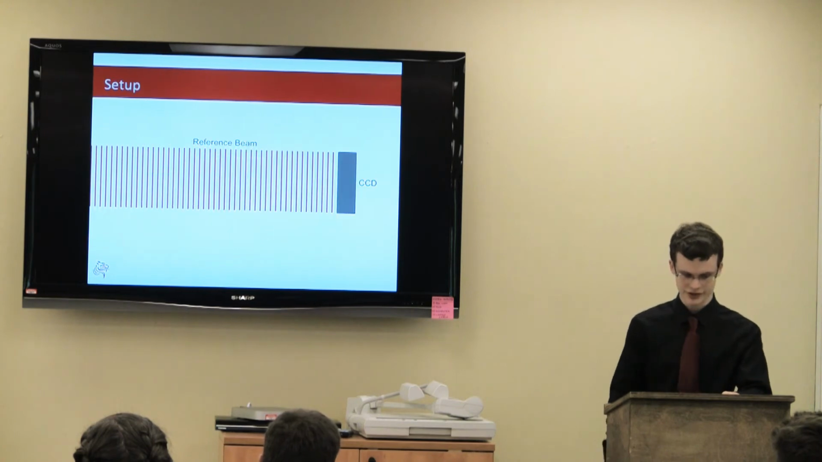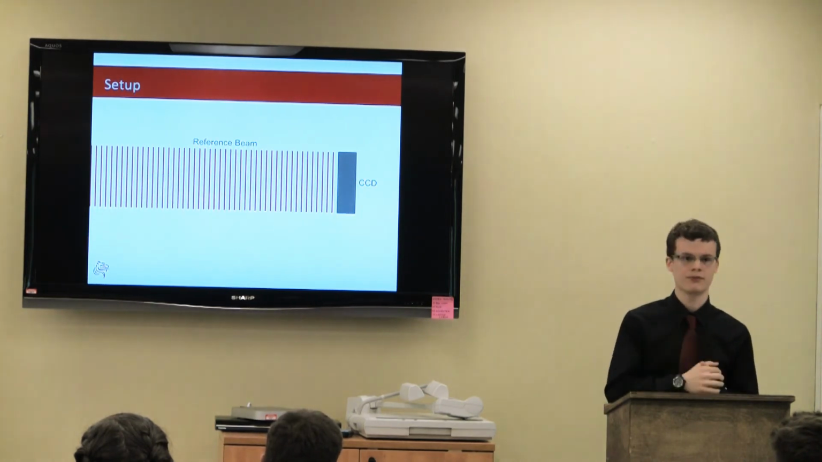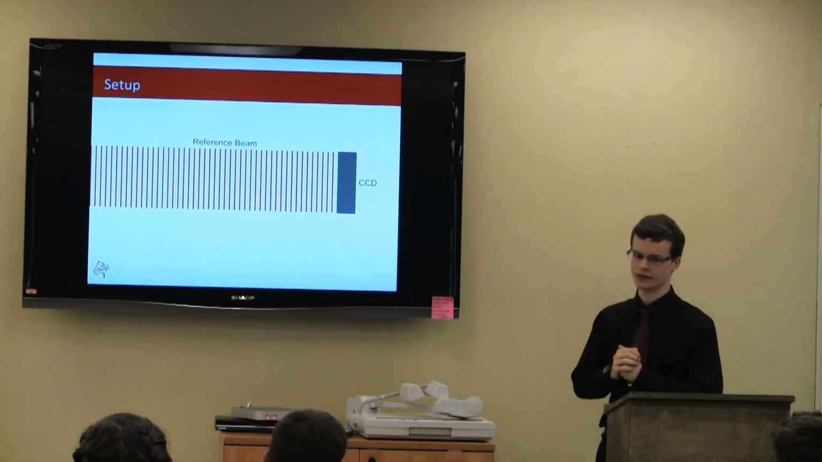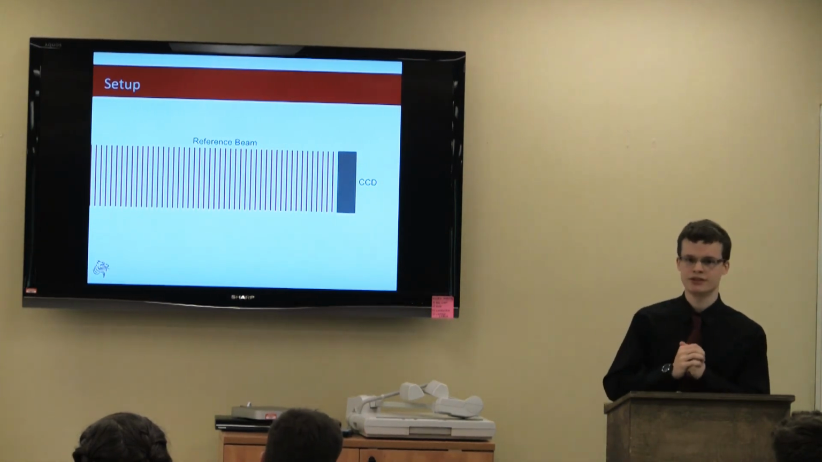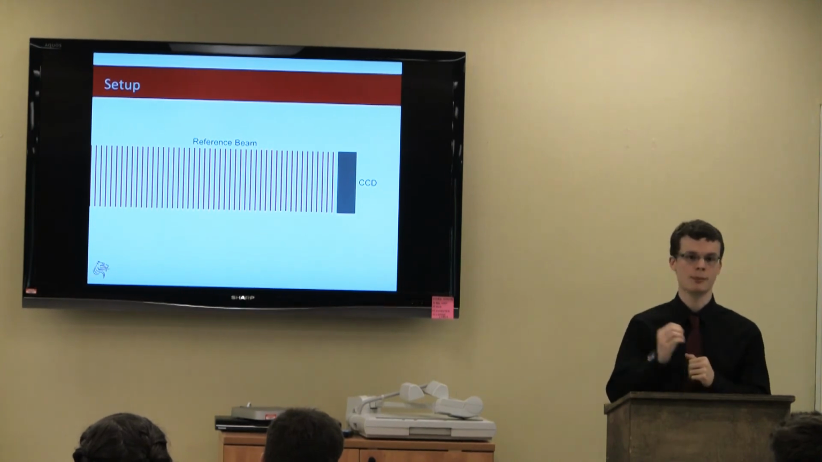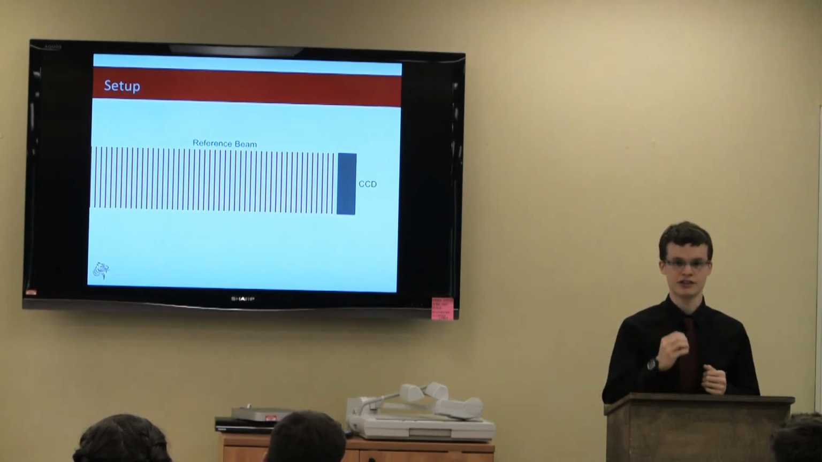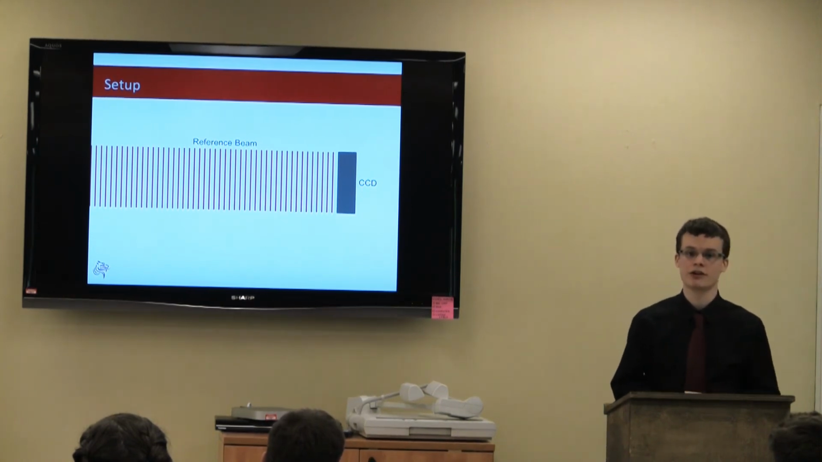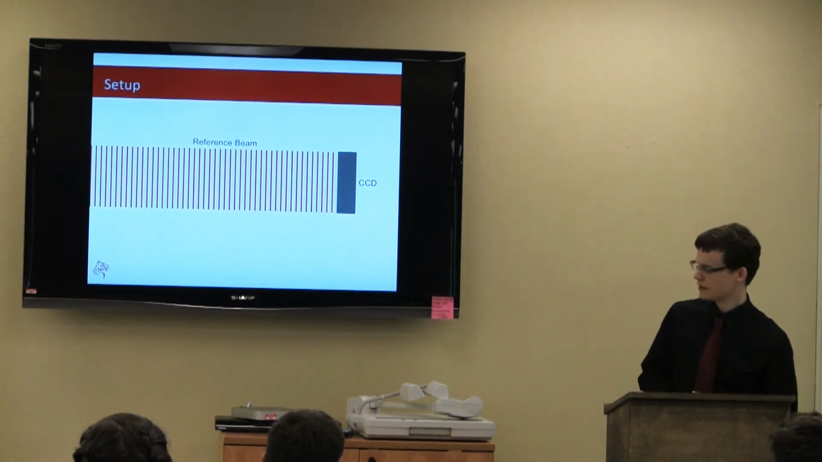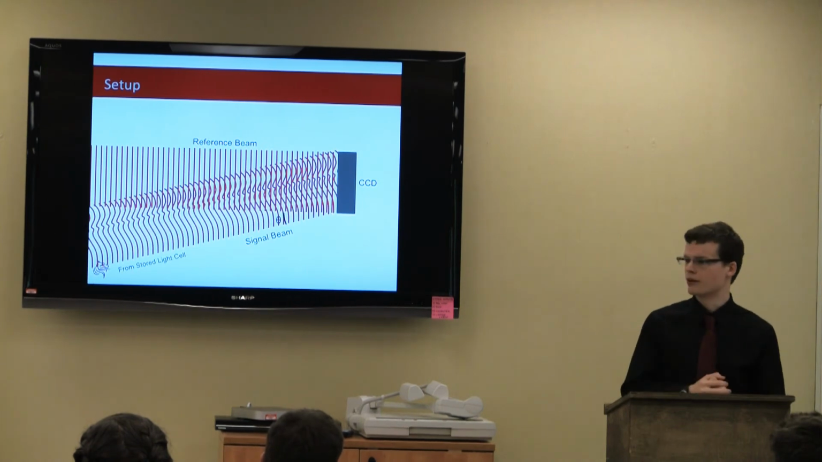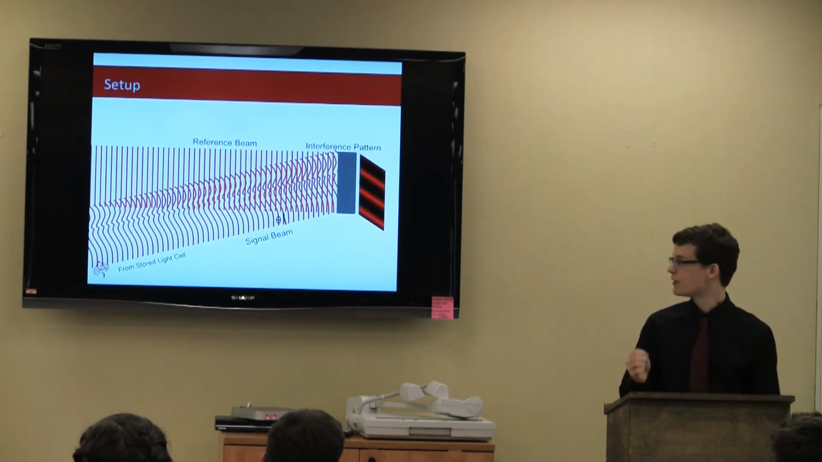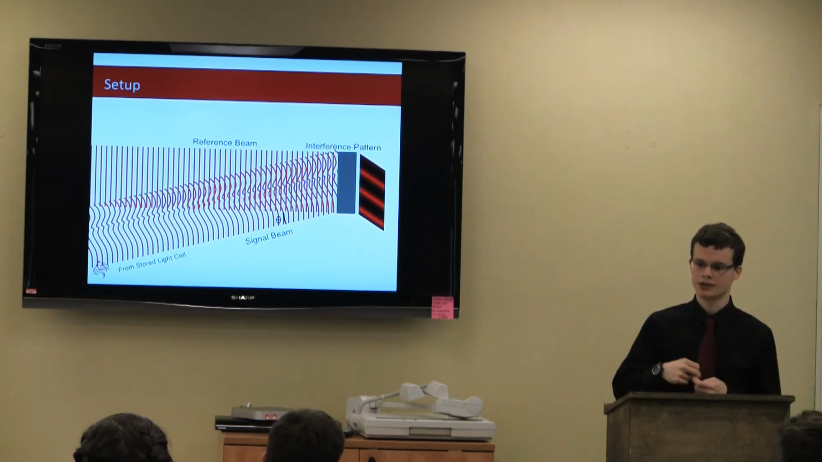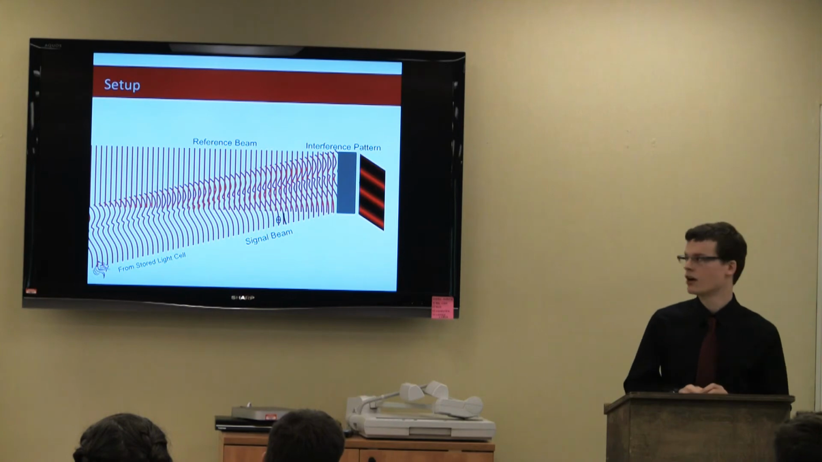Now to our setup. In our setup, we have a reference beam, which we know to be a simple plane wave, and it's directed onto a CCD camera. We also direct the signal beam from our optical memory cell onto the CCD at a known angle to our reference beam. This will produce an interference pattern on the CCD, and by performing Fourier analysis on the interference pattern, we'll be able to determine exactly which modes are present in our signal beam.